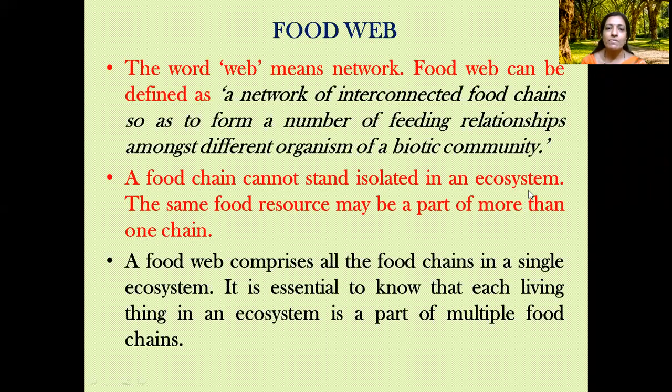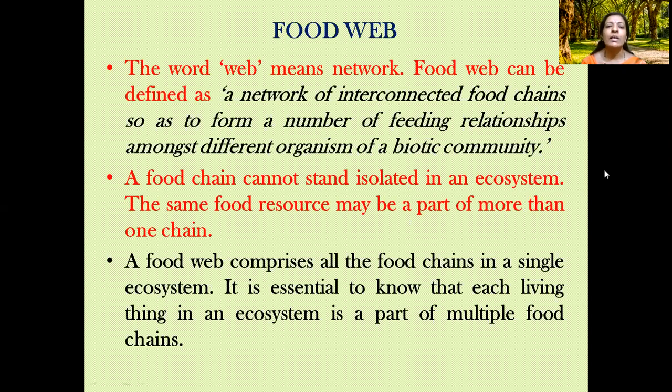The next concept which we need to understand is the food web. Now, food chain is linear in nature, and so it passes from one organism to the other. The word web means a network. So a food web can be defined as a network of interconnected food chains.